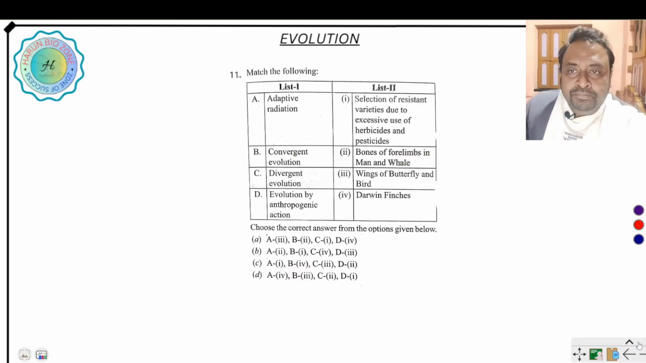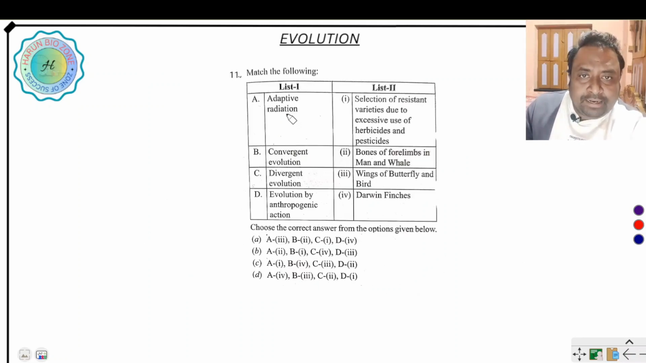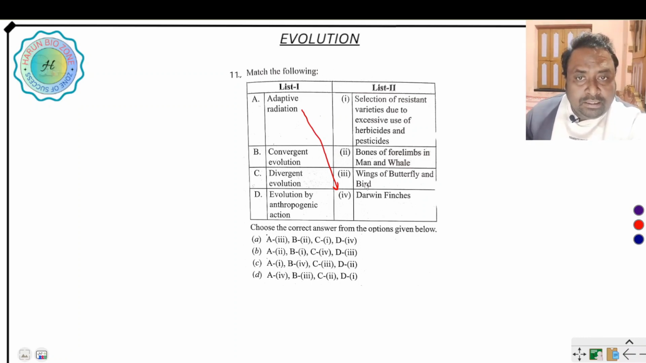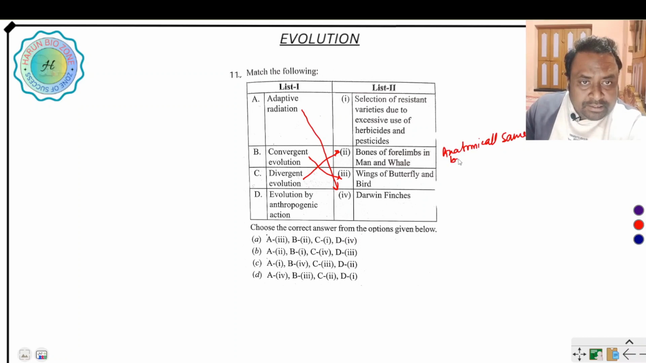Next question: match the following. Adaptive radiation is shown by Darwin's finches. Convergent evolution is when structures are anatomically different but functionally the same, like the wings of butterflies and birds. Divergent evolution is seen in the bones of forelimbs of man and whale, anatomically the same but functionally different.